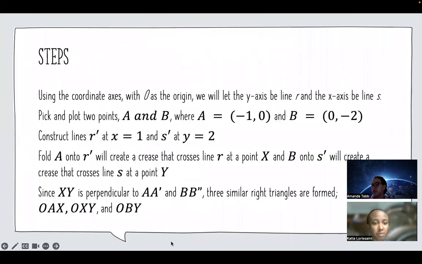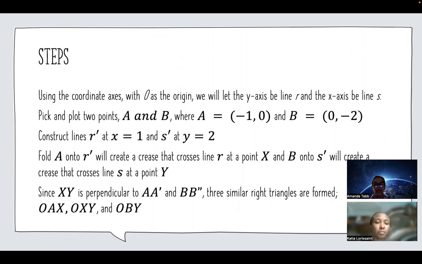So these are some steps that you can follow when constructing cube root of 2. The first step would be using the coordinate axes and label O as the origin, and then the y-axis, we would call it R, and the x-axis, we will call it S. Now pick 2 points and plot those points, A and B. And for this example, we are going to let A equal -1, 0, and B will equal the coordinate 0, -2.